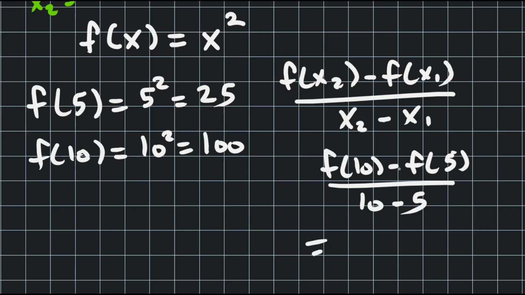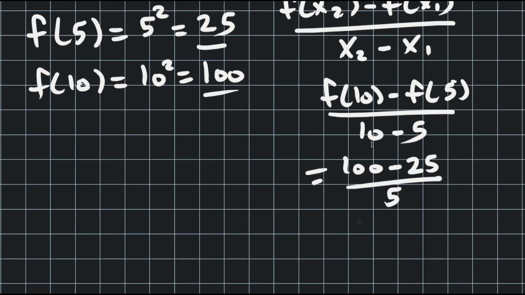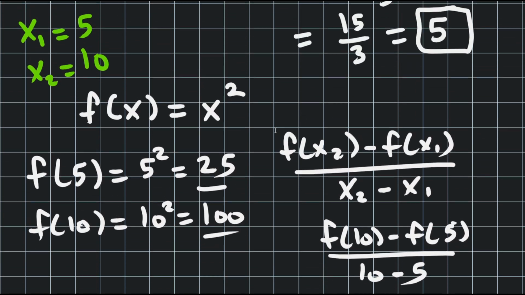Evaluating this, f of 10 we said is 100, and f of 5 we said is 25, so 100 minus 25 over 10 minus 5, which is 5. 100 minus 25 is 75, so 75 divided by 5. 75 divided by 5 is 15. So our average rate of change here is now 15.